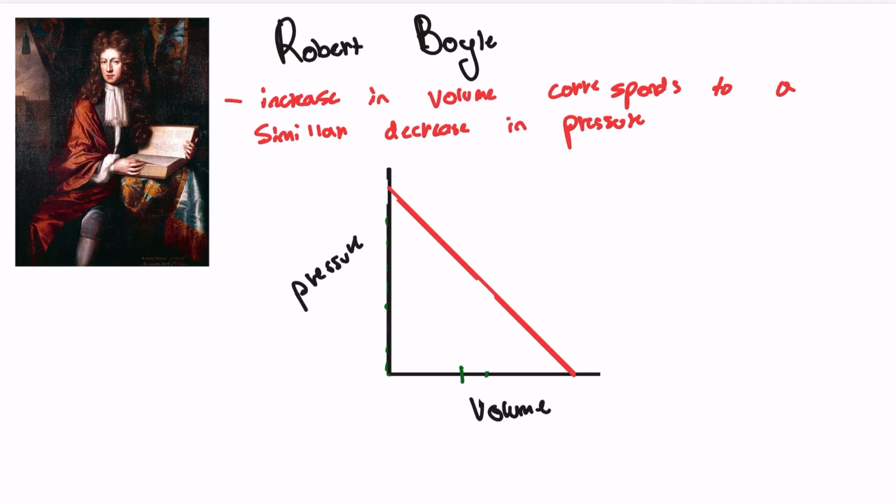Imagine that I had a gas with a volume of 1 cubic meter, and I then increased the gas's volume to 2 cubic meters. If the pressure of our gas was originally at x, it would now be at 1/2 x. It would be half as much because the volume has doubled.